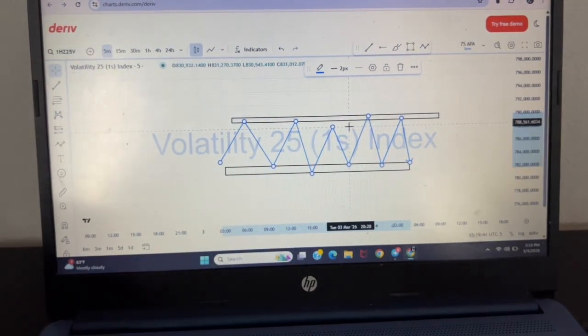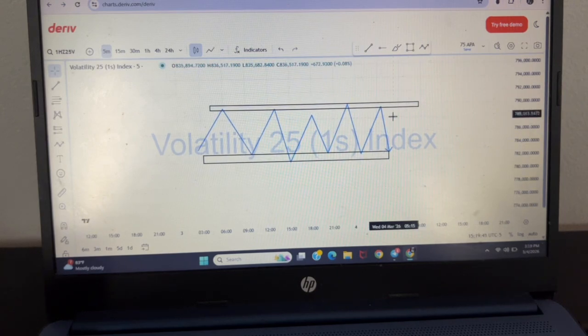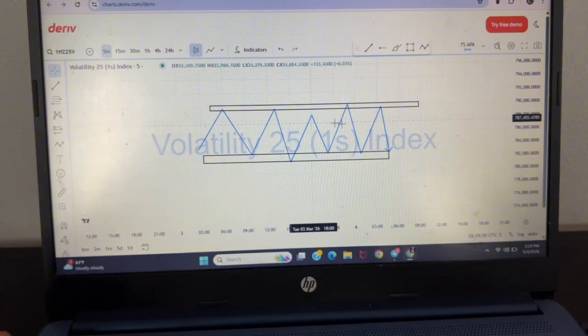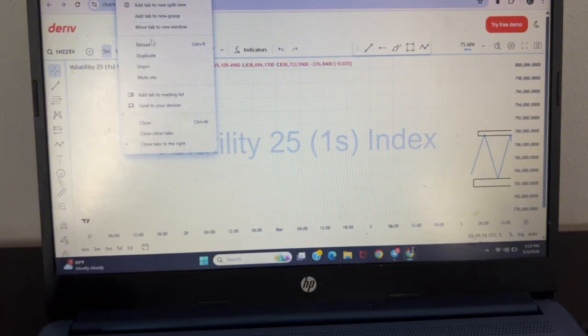If we see the market doing that, we're going to wait for a breakout. It's either going to break to the downside or it's going to break to the upside. So we don't trade a sideways market. All right.